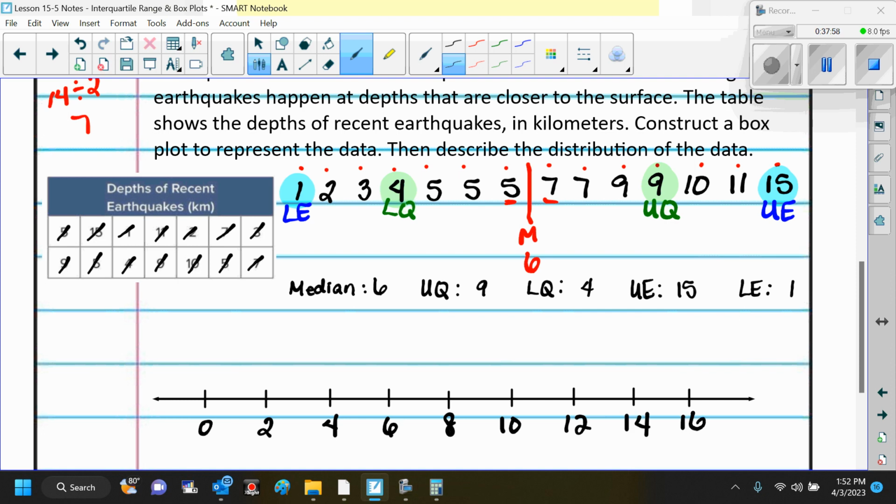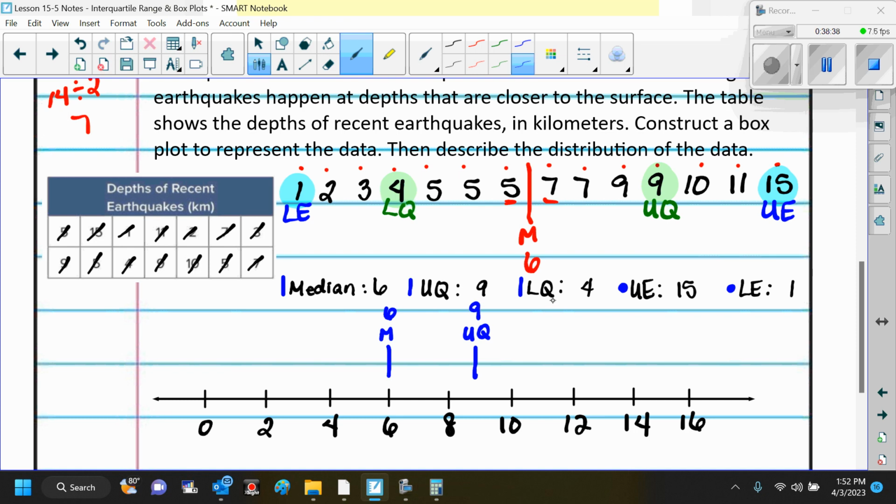You just need to make sure that all of your data items are represented on the number line, okay? So again, we're going to put a line at the median, a line at the upper quartile, a line at the lower quartile, a dot at the upper extreme, and a dot at the lower extreme, okay? So the median is 6. So here's my line. That's the median at 6. Upper quartile is 9, so it's right in between here.